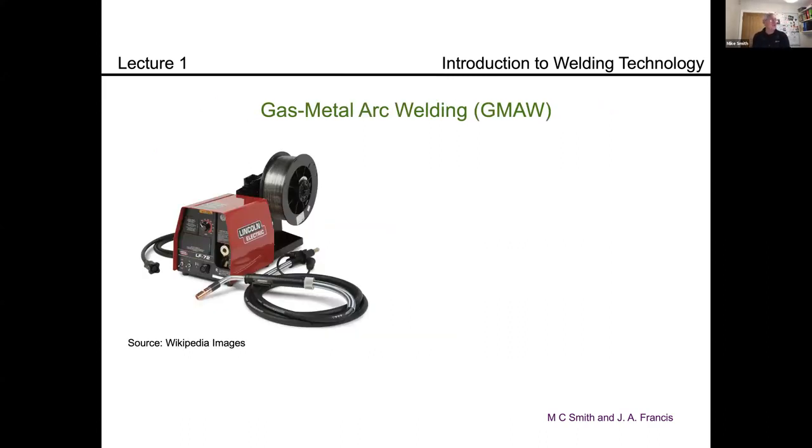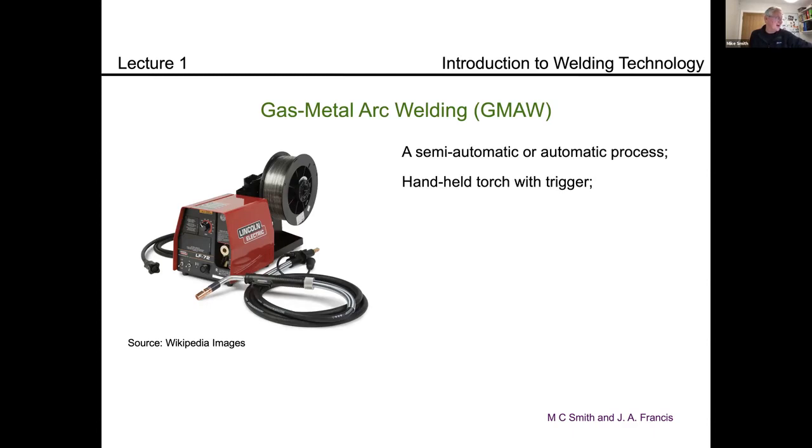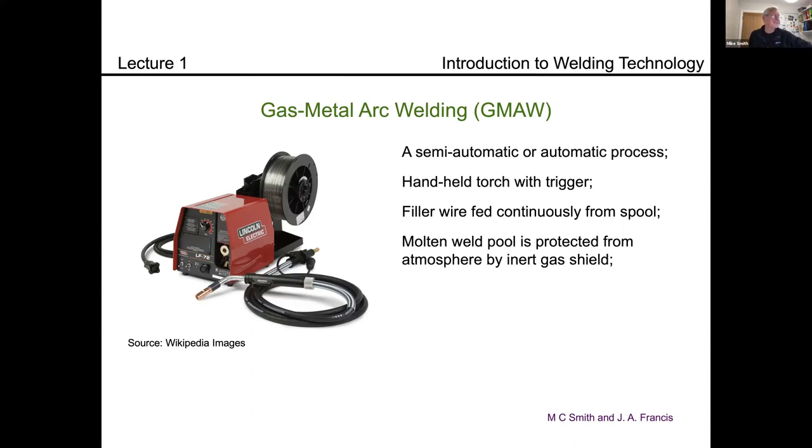Okay, and then there's something called gas metal arc welding, and this is a bit like gas tungsten arc welding. It's semi-automatic or automatic. You can see it's got a nice little piece of kit you can buy from the welding supplier. It's got a handheld torch with a trigger. It feeds filler wire continuously from a spool. Now you've heard this before with the other process that has equipment that looks a bit like this. The difference is that we've got a gas shield now. We're pumping inert gas in around the outside of the filler wire. But we are in fact melting the filler wire to form the electrode.